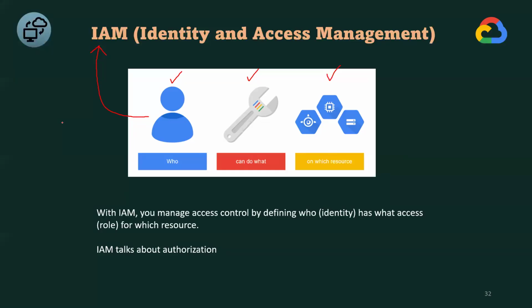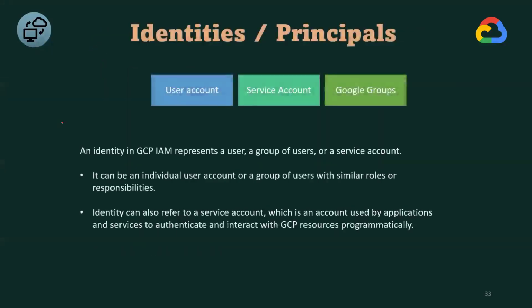Okay, sir, in IAM, what does I stand for? What does A stand for? What does M stand for? Let us try to understand each terminology. In IAM, I stands for identity. Identities are principals. An identity can be a user account. An identity can be a service account. An identity can be a group of accounts.